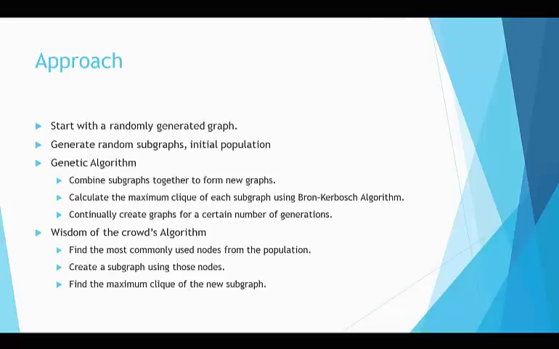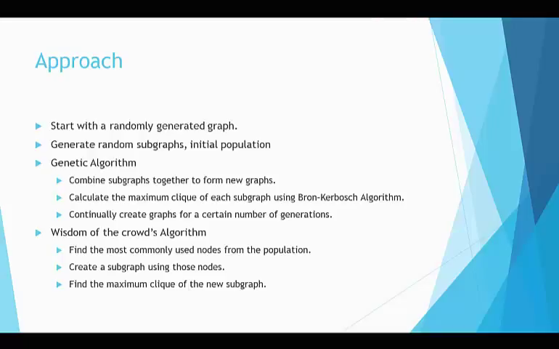Once the subgraph is formed from the two parents, I calculate the maximum clique of each subgraph using the Bron-Kerbosch algorithm. This will give me the maximum clique of the graph, and from that I can find the clique number of the graph. I continually create graphs for a certain number of generations. In my test, I will show that I did 11 generations for the genetic algorithm.